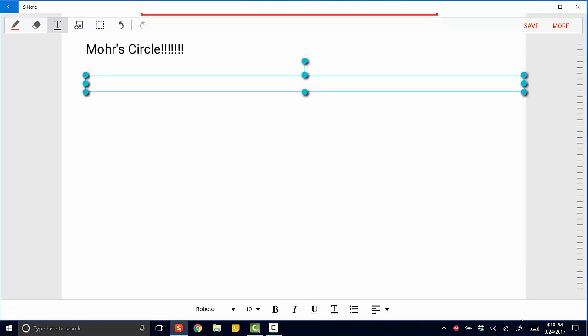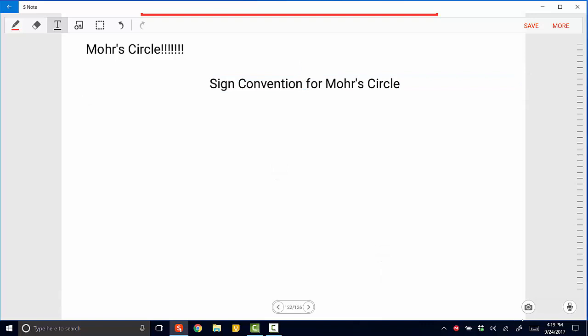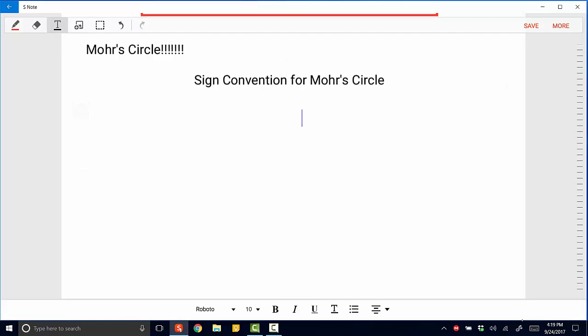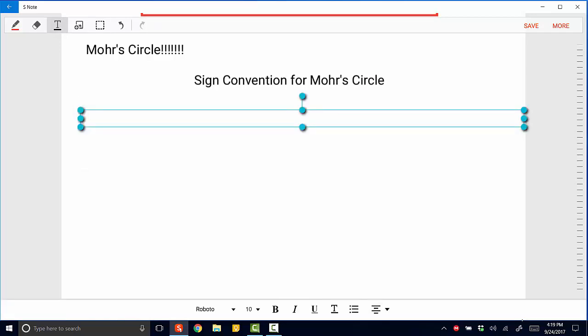Now, probably the most important thing for us to look at before we do Mohr's circle, before we see it, is to understand the sign convention for Mohr's circle. It's very important for us to try to understand the sign convention. What do we say is a positive direction or a negative direction? What's a positive shear stress versus a negative shear stress? And where do we start? How do we start? Okay.